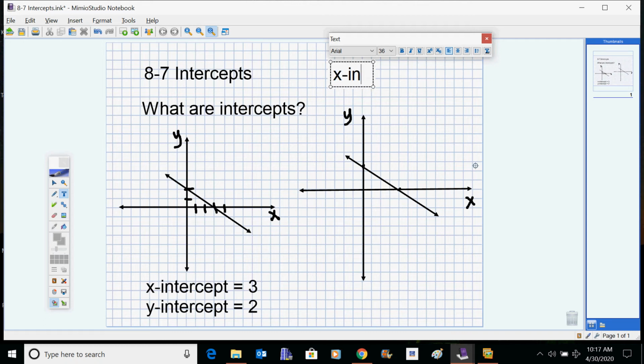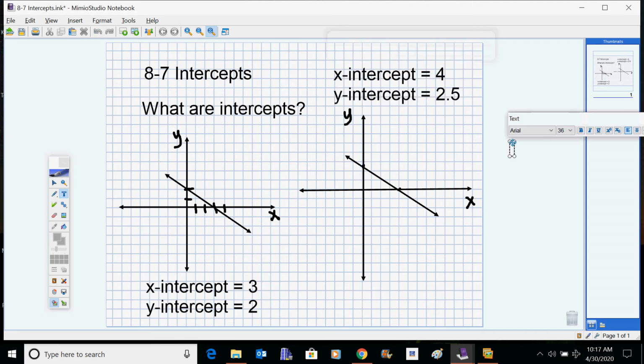X-intercept equals 4. Your y-intercept equals 2.5. So yes, you can have fractions or decimals in there. That's what I wanted you to do. Make sure you at least have this one written down and that you understand that the x-intercept is where it crosses the x-axis and the y-intercept is where it crosses the y-axis. Either one of them could be positive or negative depending on where it went. If it was over here, it would be a negative x-intercept.